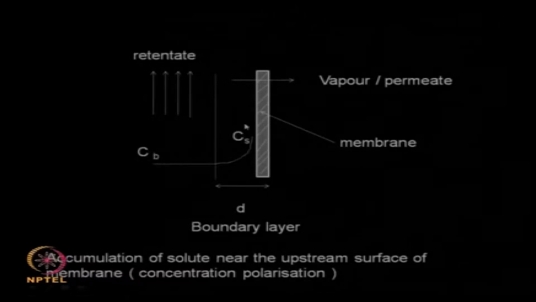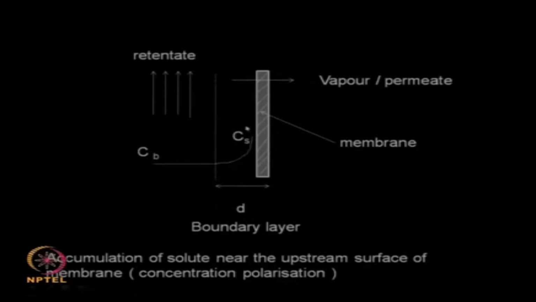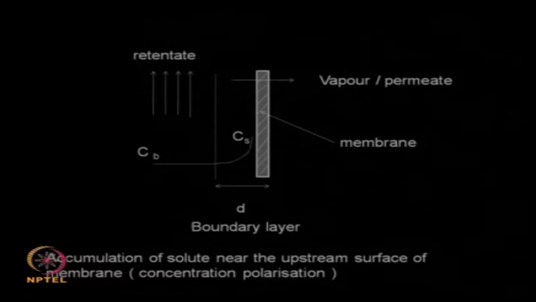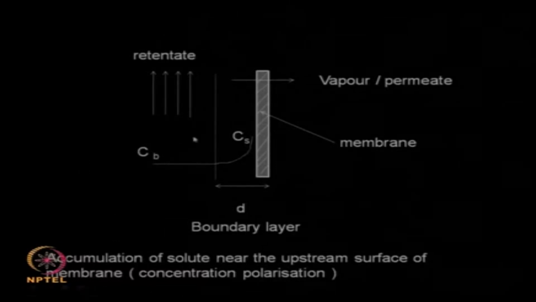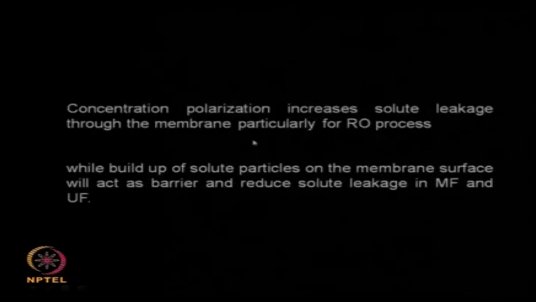It is not really good, because as time flows, since Cs is larger than Cb, the diffusion of the solute from the bulk coming down to the surface on the upstream of the membrane is going to get slowed down because of this concentration polarization. And assume this is your boundary layer. There is always going to be a mass transfer boundary layer.